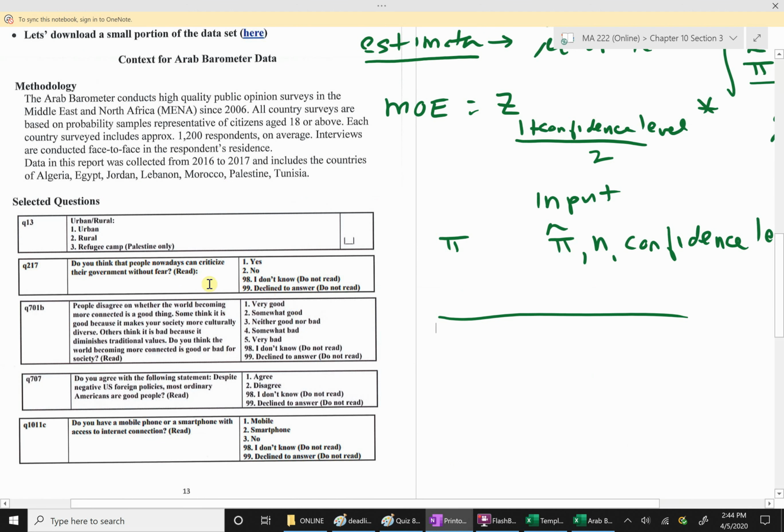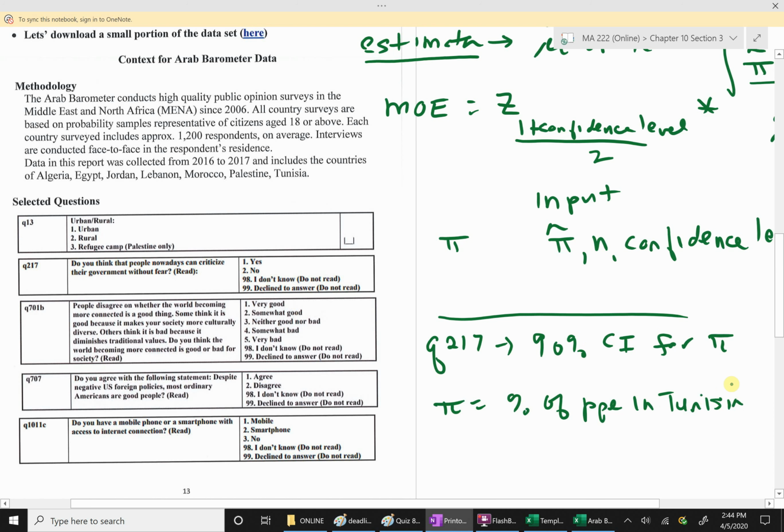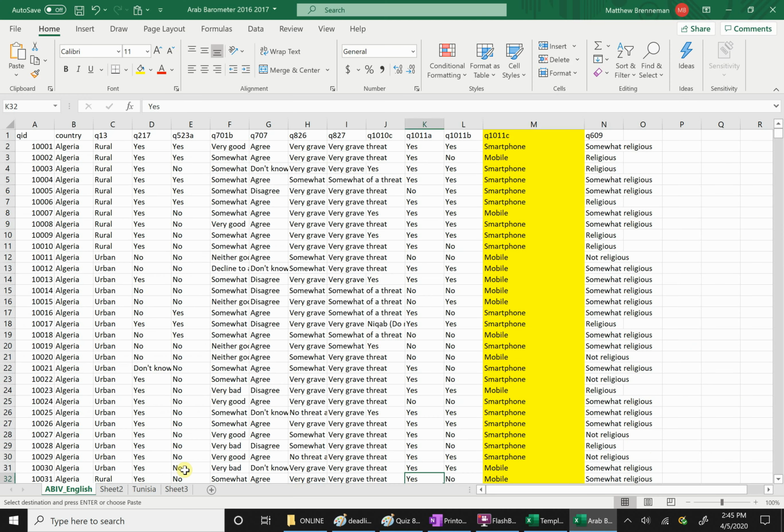Question 217. And so I want to create a confidence interval. What I want to do here for question 217 is create a 90% confidence interval for pi, where pi is equal to the percentage of people in Tunisia who feel they can criticize the government without fear.